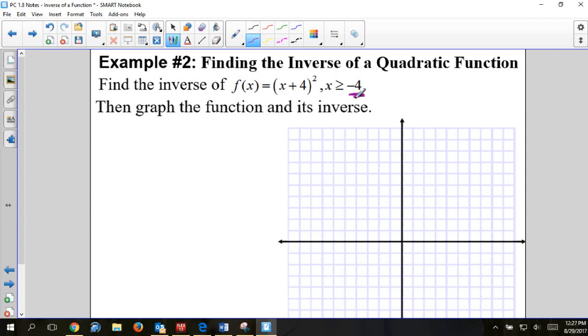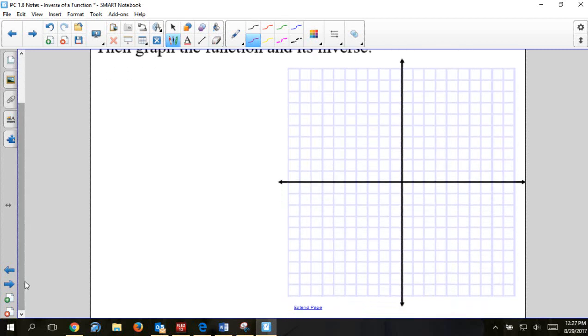Care about the inverse. We're going to find the inverse of f of x equals (x + 4) squared. For this one, I'm going to choose to graph it first. So let's start with our y equals x line. Go ahead and jot that down. Y equals x.